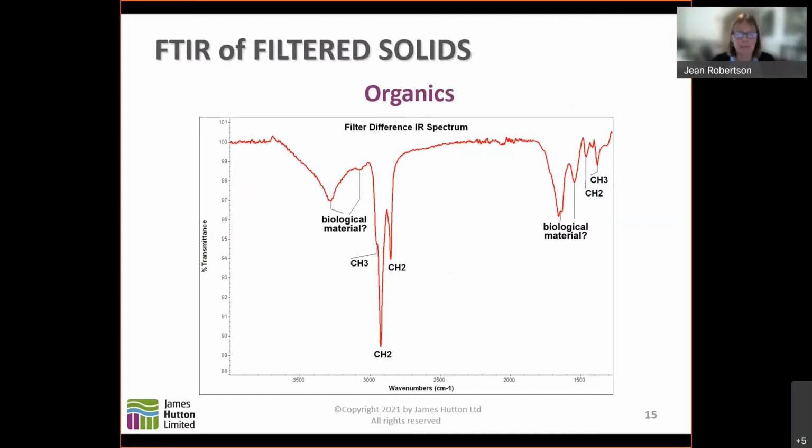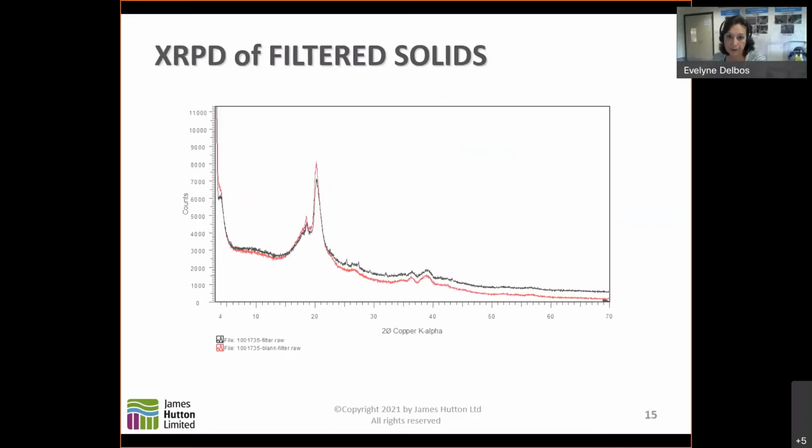But we're able to look at what's on the filter and assess what organic material is there. Thank you, Jean. And then we send the sample to XRD. Steve, if you can take it on there.